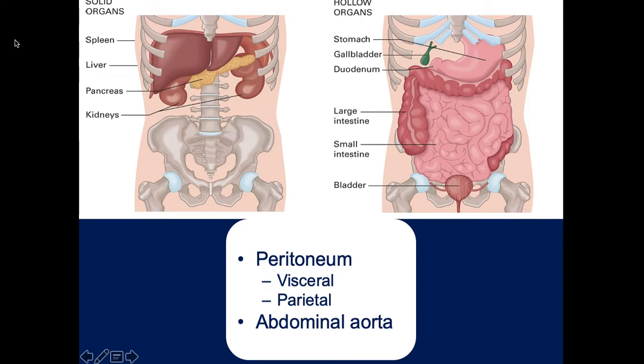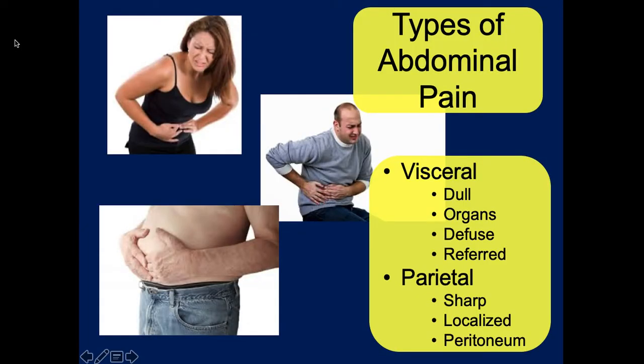And the reason I bring this up is because usually when someone calls 911 due to an abdominal problem, it's more than likely going to be a pain-related complaint. And by listening to what they say, how they describe their pain as you're going through your OPQRST assessment, you might get a good idea of what might be going on in their abdomen. So there are two general types of abdominal pain that can be described. One's visceral and one's parietal.